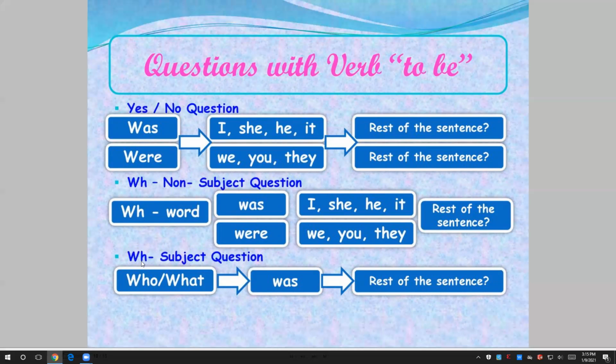And then we have WH subject questions. Now, who and what, these are always subject questions, and the other WH words are non-subject questions. With who or what, you use was, and then the rest of the sentence. Something like, who was in the kitchen, what was in your mind. Okay, so this is how we make questions with to be verbs.